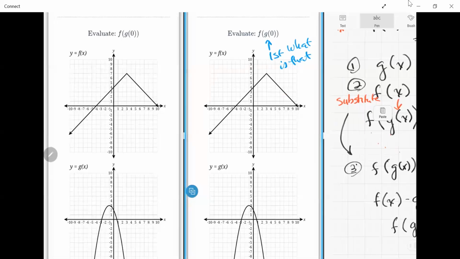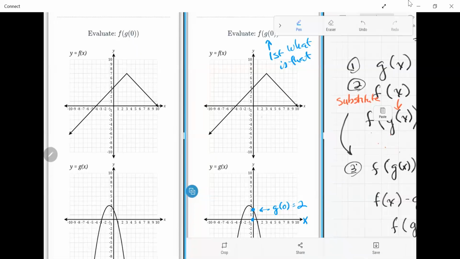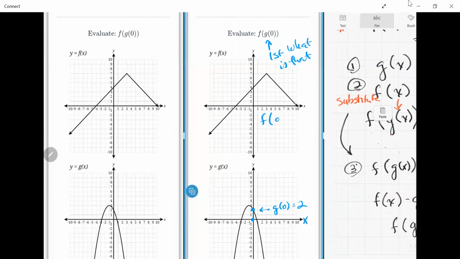All right, so if we come down here and we see g of 0, so this is our x, right? So when x equals 0, which is right there, what does the function equal? And it equals 2. All right, so here we see that g of 0 equals 2. All right, now up here, this said, what is f of g of 0?